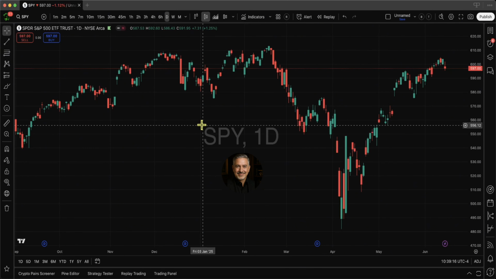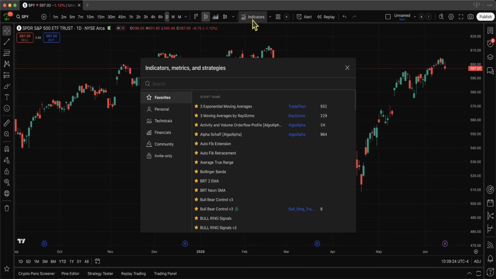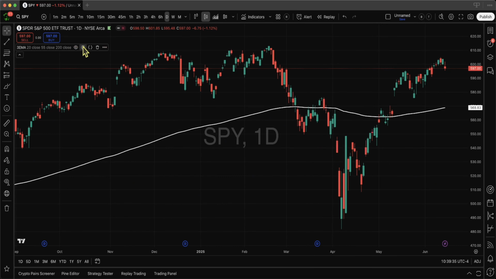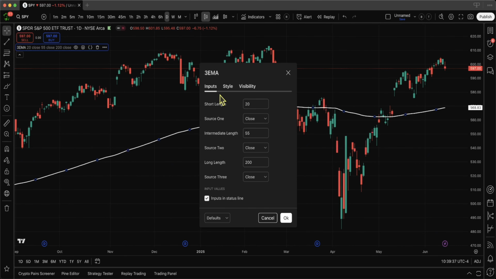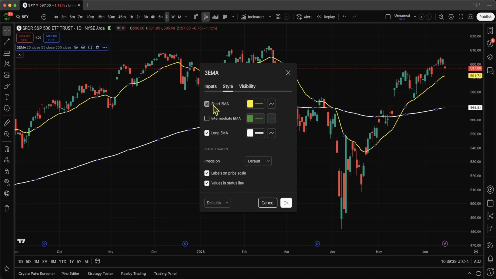Today, I am going to show you guys how to swing trade a simple way. Now, check it out. You're going to come up here, grab your indicators, and go to an indicator called 3 Exponential Moving Averages by Trade Titan. You're going to click on that bad boy, come over to the settings, and turn on your 20-day moving average. And I'm going to turn off the long for now.